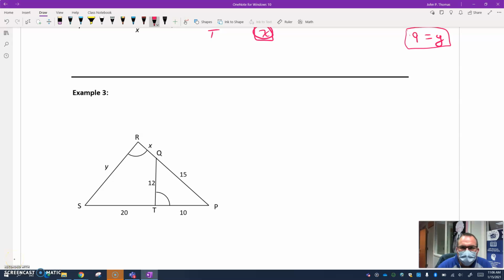Alright, so we're going to move ahead to the next two problems. In the next two problems, what we're going to notice is that the triangles are a little bit more mixed up than the last two. We're still dealing with similar triangles, so the first thing we're going to do is identify what the similar triangles are. And we're going to do that by looking for the angles that are equal in each triangle.